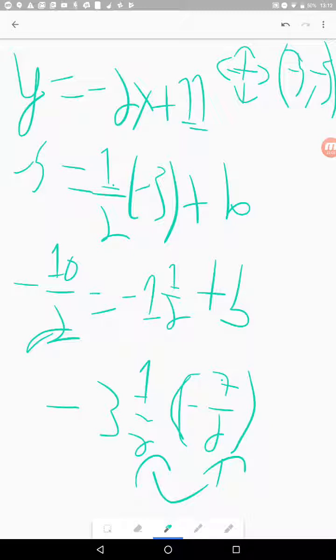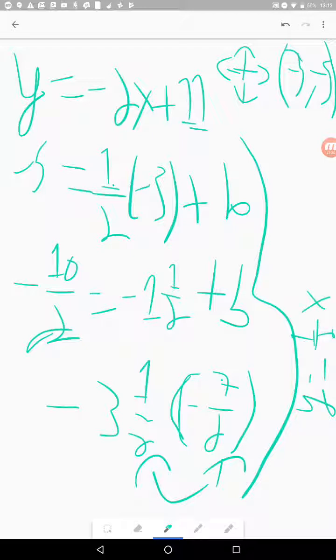we can now rewrite our new equation perpendicular to y equals negative 2x plus 11. And that is y equals a half x minus 7 halves. Or if you want to, minus 3.5. It doesn't matter.